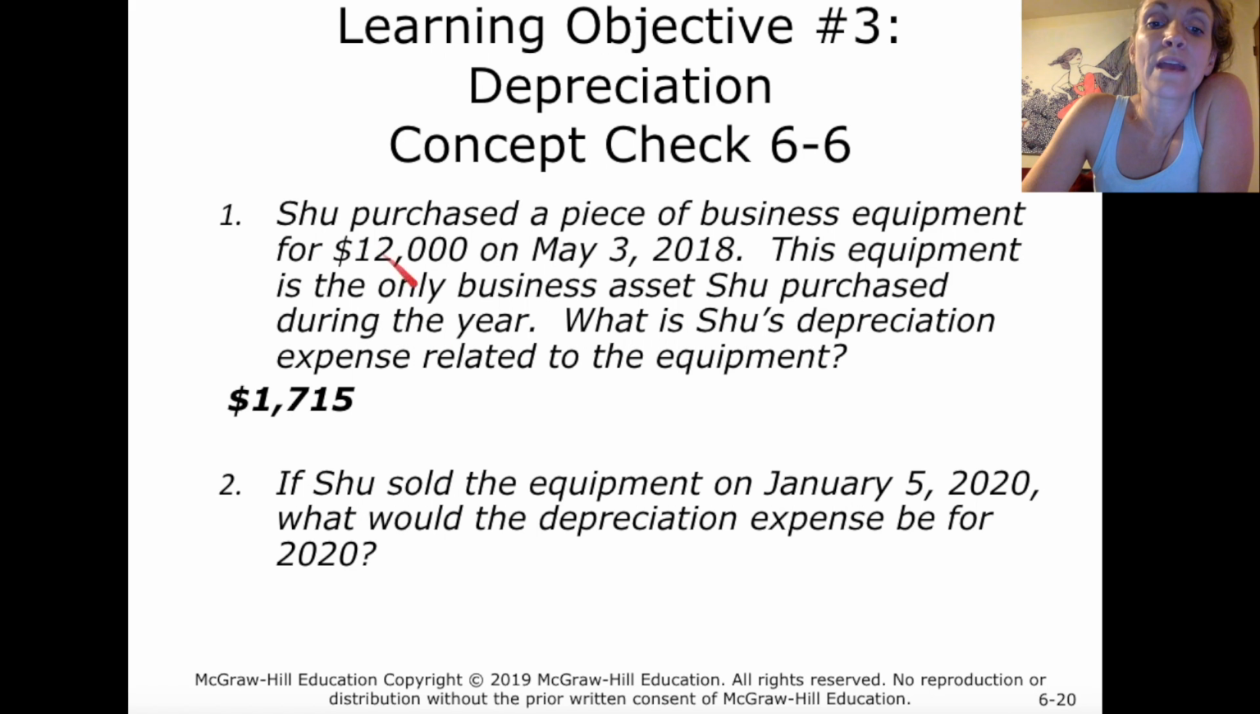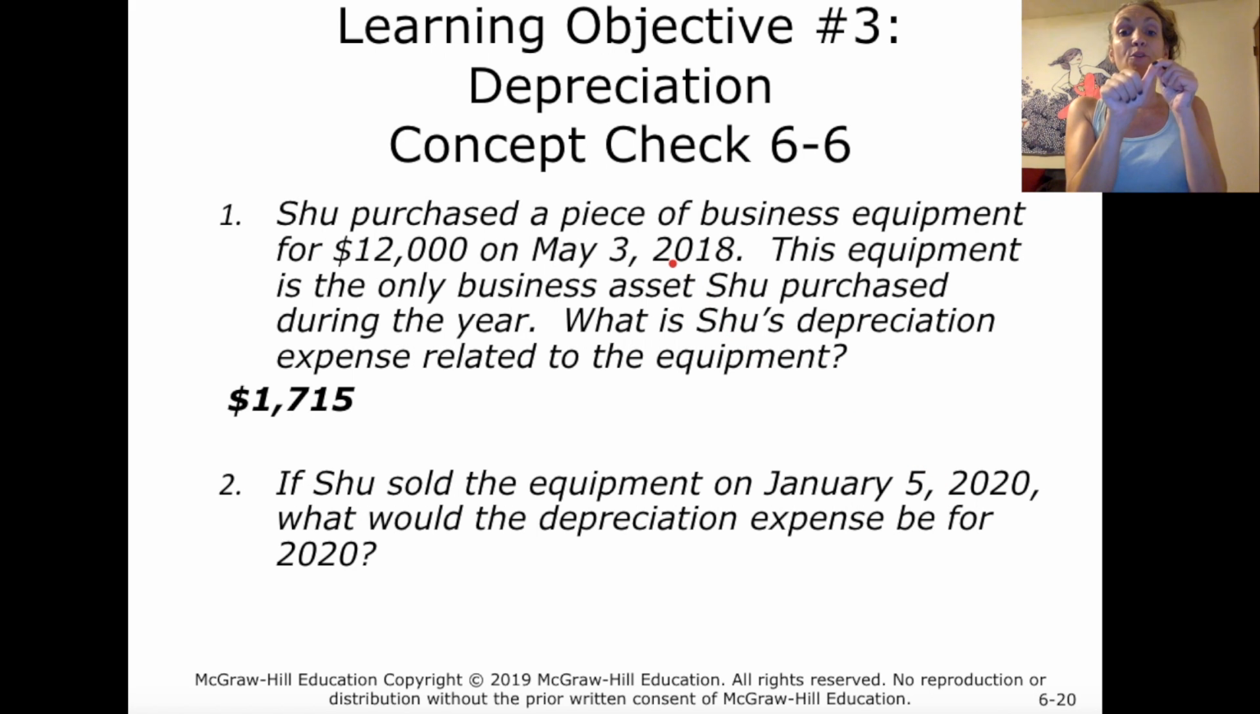So what are we asking? We're asking what is the depreciation in 2020? So if we purchased in 2018, that's year 1. 2019 would be year 2. 2020 would be year 3. What convention applies? The half-year convention.